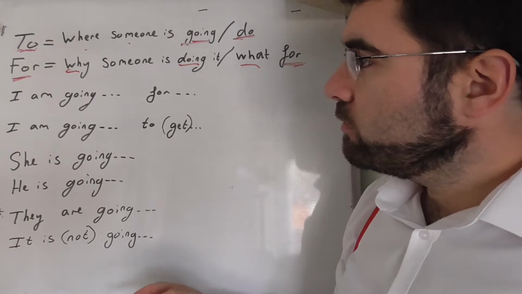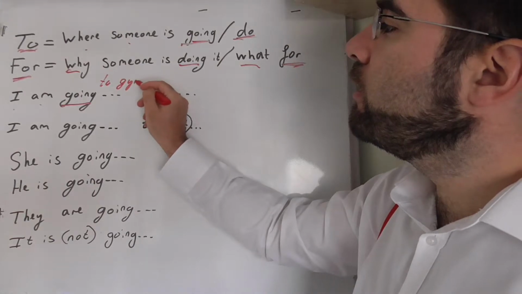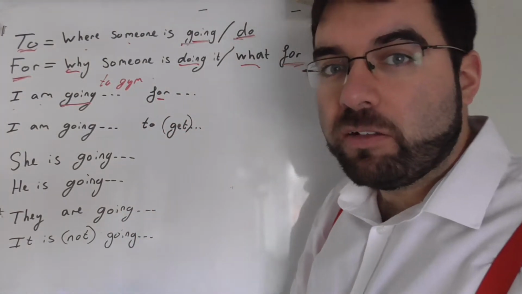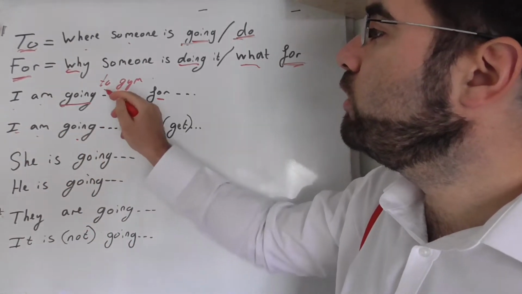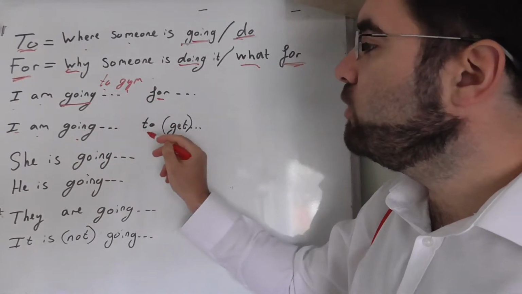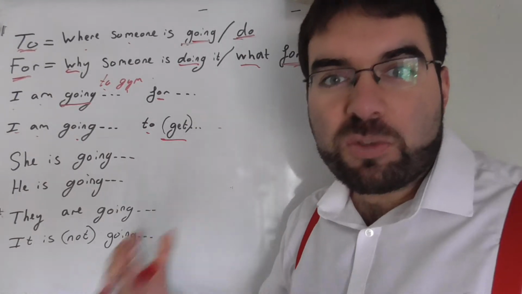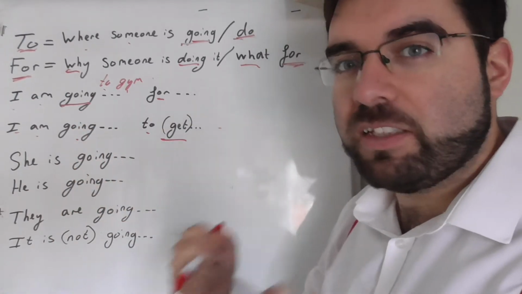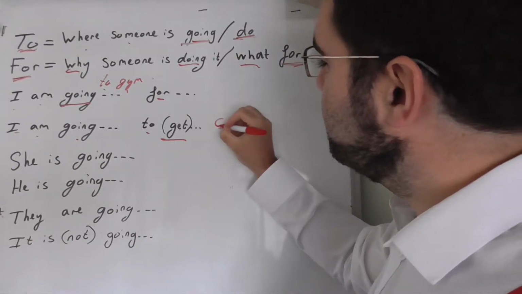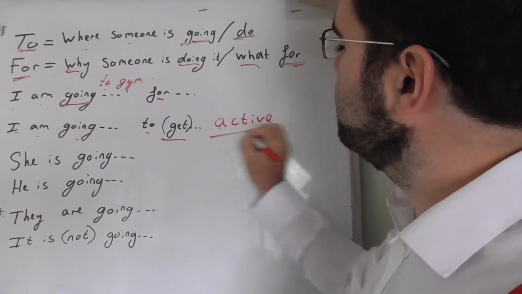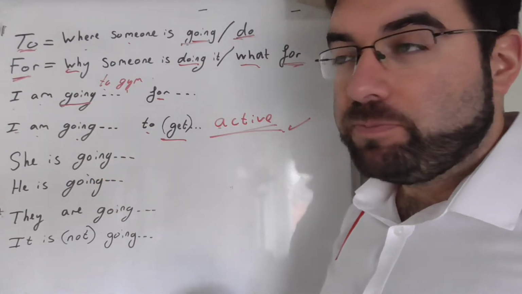So, to. So I am going to the gym for exercise, for fun. I am going to the gym to get exercise, to get out of breath, to get sweaty. To get active. She is going to the shop for food.